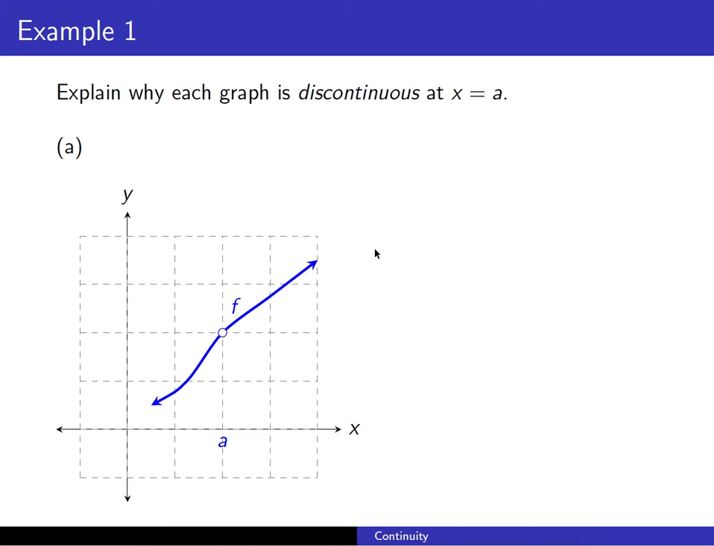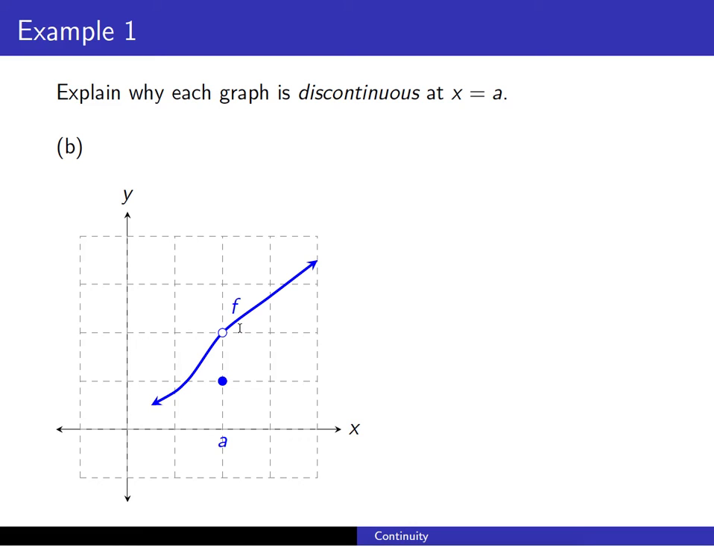So example 1: explain why each graph is not continuous, or is discontinuous, at x equals a. For our first one here, first of all, we don't know what the value of the function is at this point. This open circle means it's not defined at that point. So f of a is not defined, so it doesn't exist, so our function has to be discontinuous at that point.